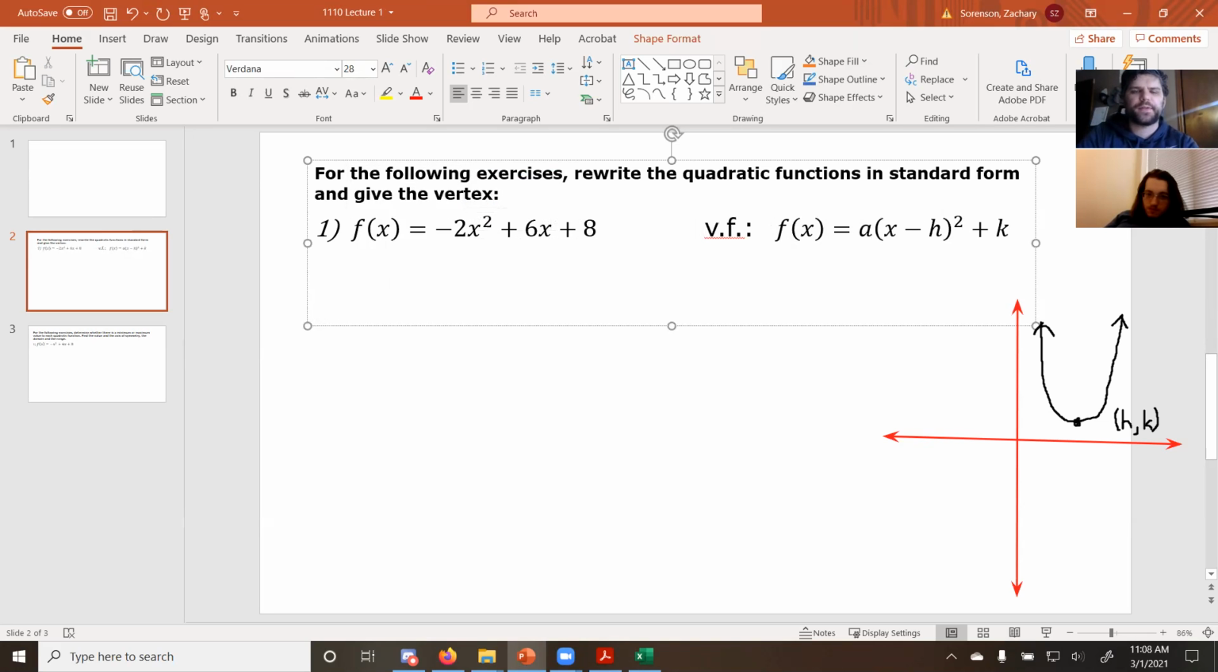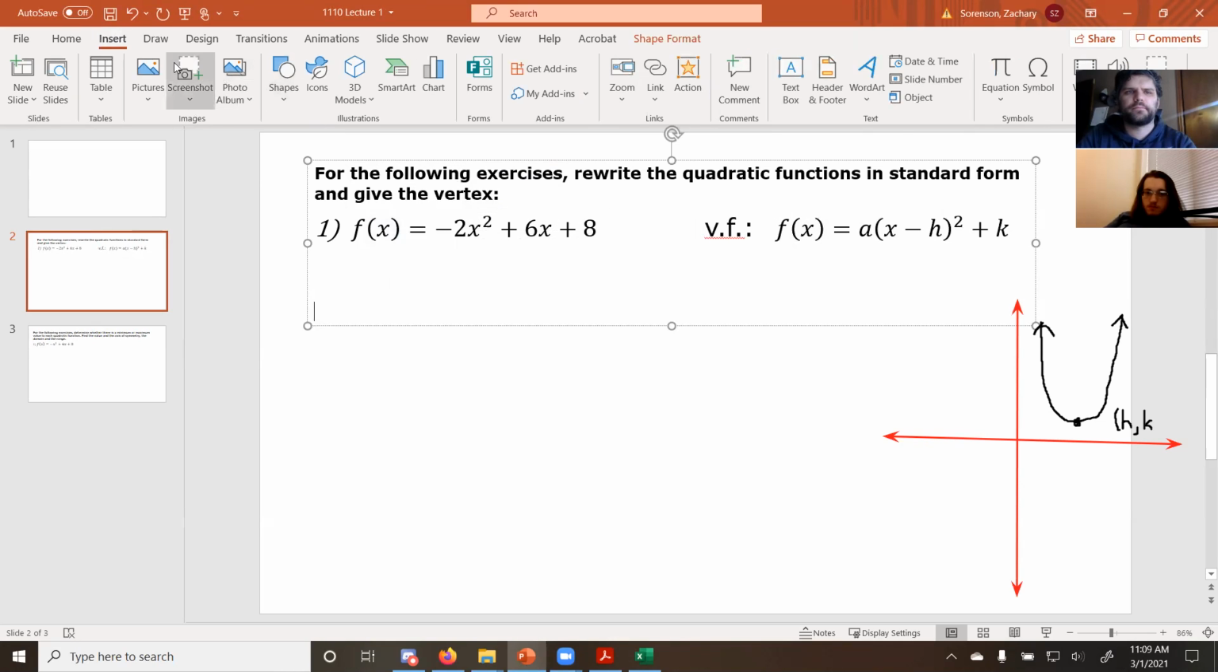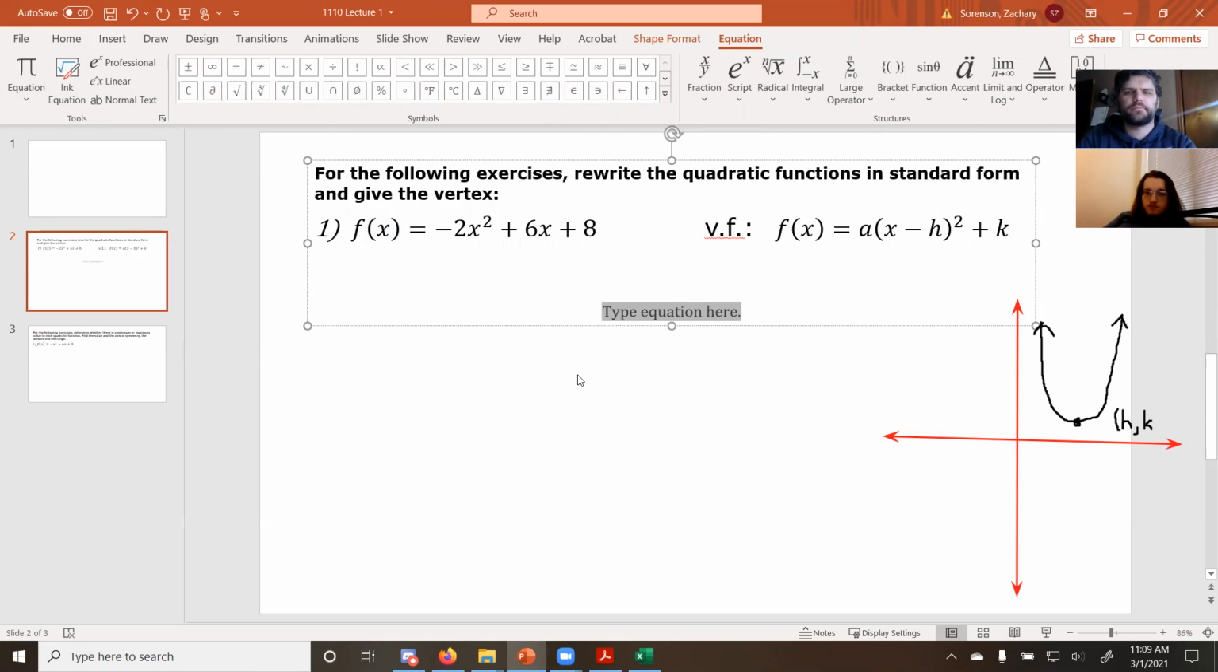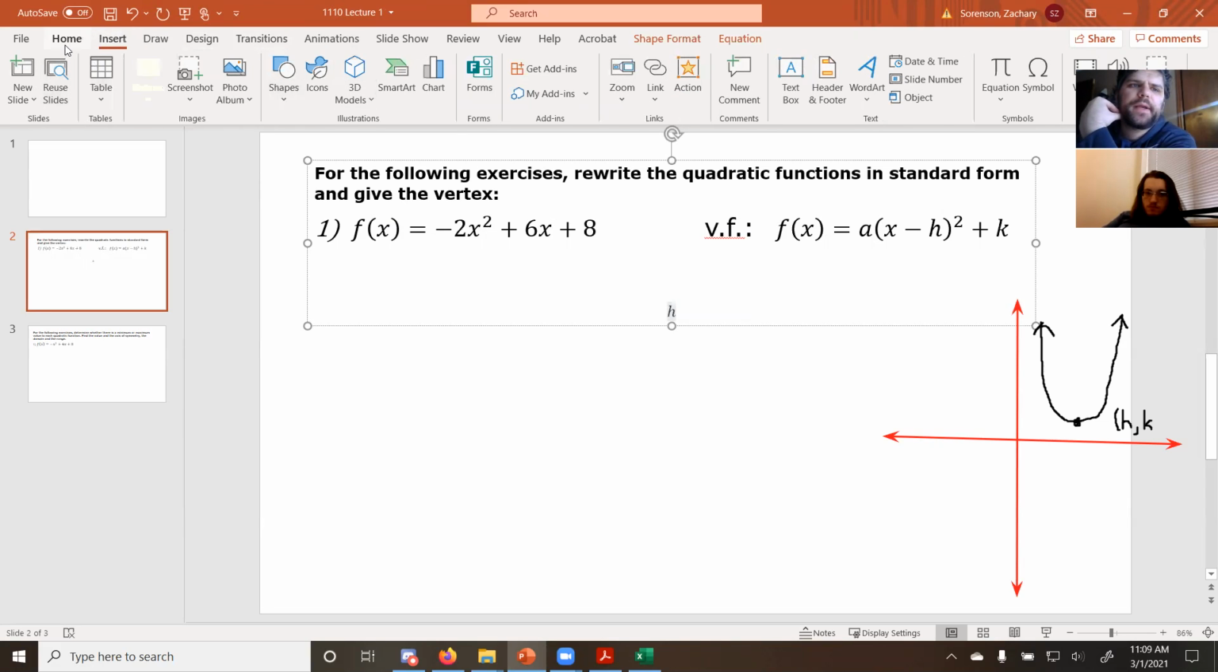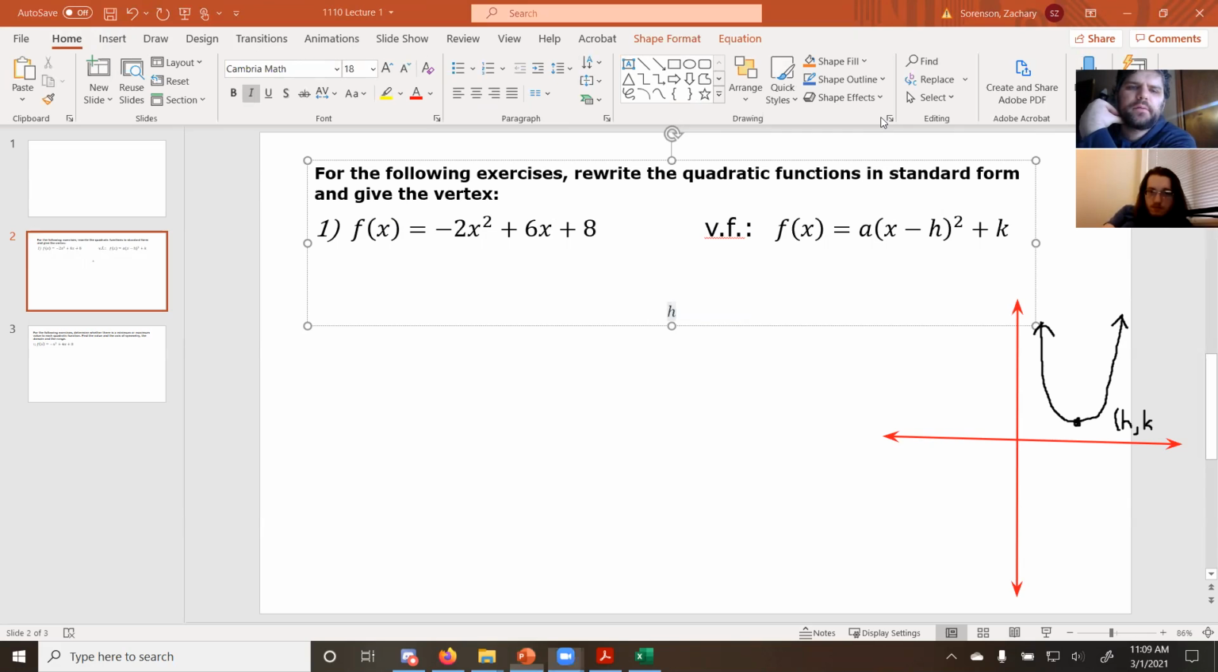Maybe someone who has watched the video can tell me: what is my first step when taking something in standard form, or I think general form, and getting it into vertex form? We start by finding our h, as a bit of a refresher. How do I find my h? h equals negative b over 2a.